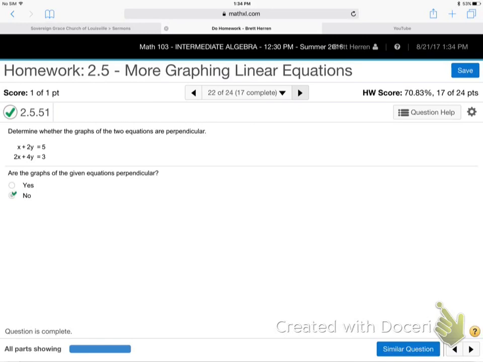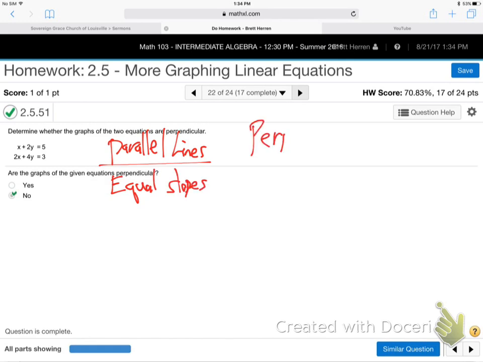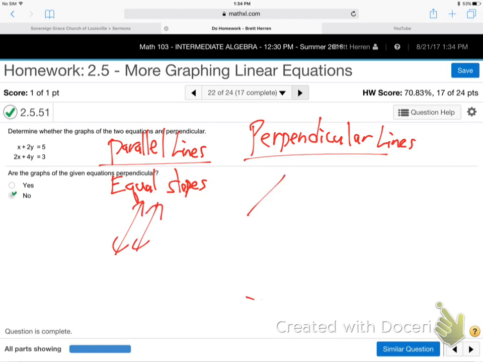So, yeah, let me just write that out. So, parallel lines: equal slopes. Perpendicular lines. So parallel, as you know, same direction. So perpendicular means opposite directions. They intersect at a right angle, 90 degrees.